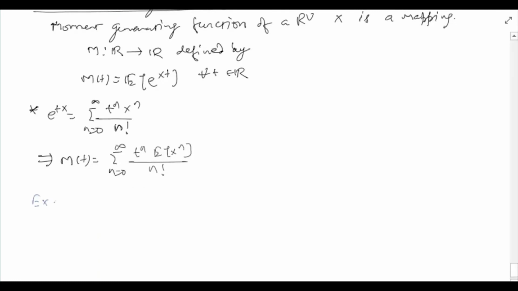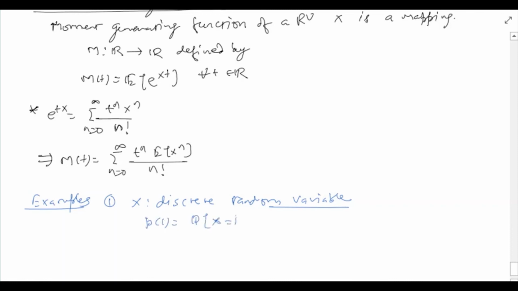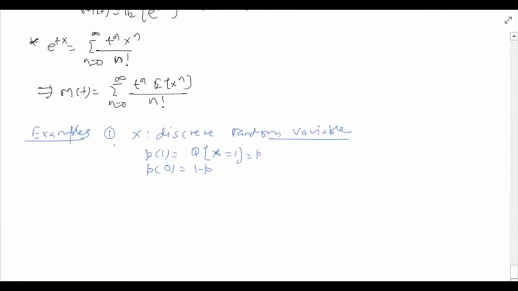Let's see a few examples. In the first example, let us again consider X to be a discrete random variable that takes value 0 and 1. P_1, that is the probability that X equals 1, is p, and P_0 is 1 minus p. In this case, following the above definition, we can write the MGF M(t) to be equal to 1 minus p plus p e raised to t. This is for all t in R.